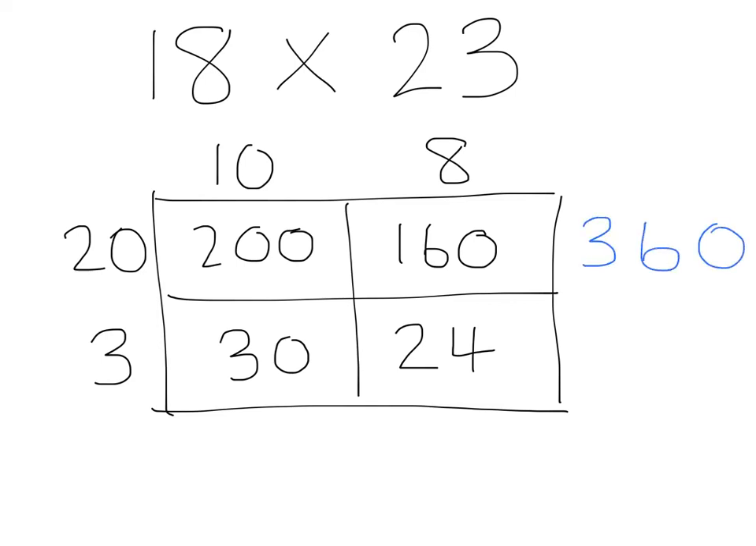I can then do exactly the same for the bottom row. 30 add 24 makes 54. I can then use the column method to add the 2 numbers together.